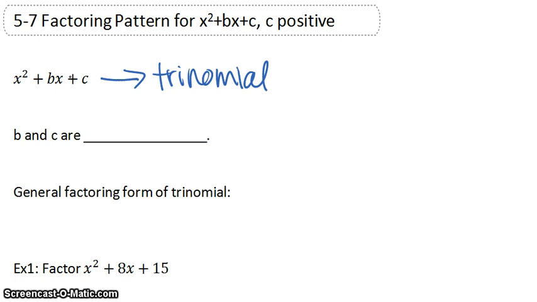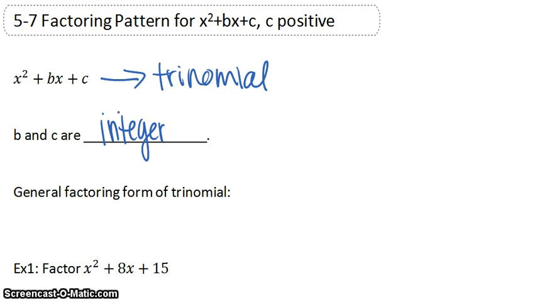Okay, now when we have this x squared plus bx plus c, we know that b and c need to be integers. So we know what integers are. They could be negative, they could be positive, but they have to be like 1, 2, 3, 4, -1, -500, and so on and so forth.